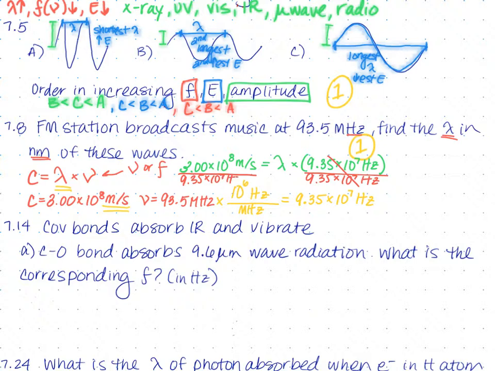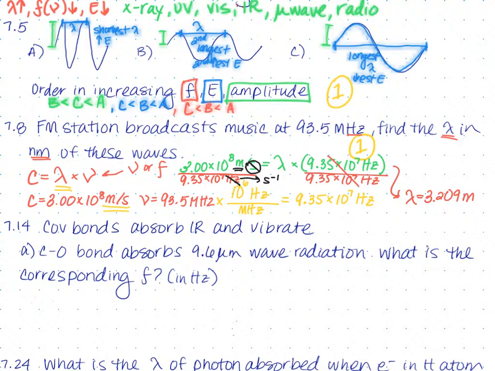You should get a value for lambda of 3.209 meters, because this hertz cancels out with this seconds, because this hertz, remember again, is second to the -1, which puts it on the numerator, which cancels it out with this second that's on the denominator. So I'm left with meters by itself.